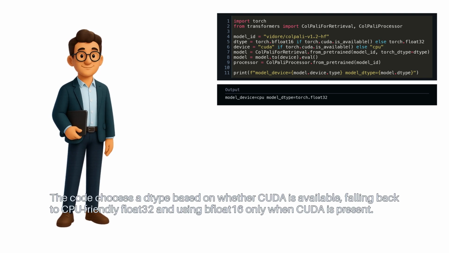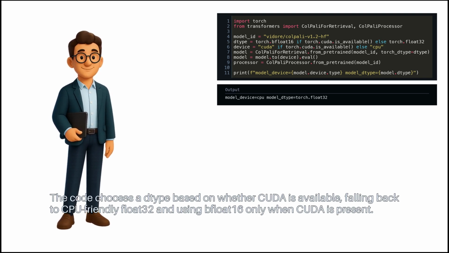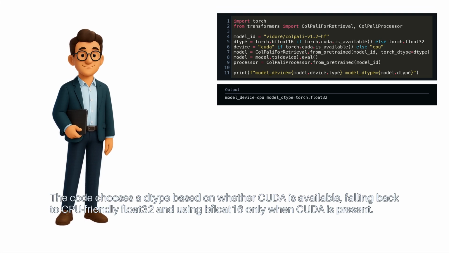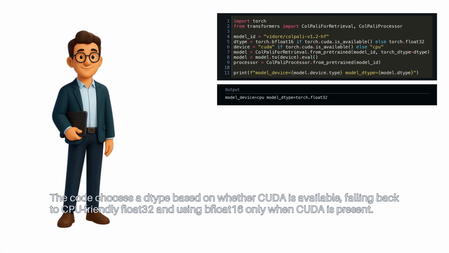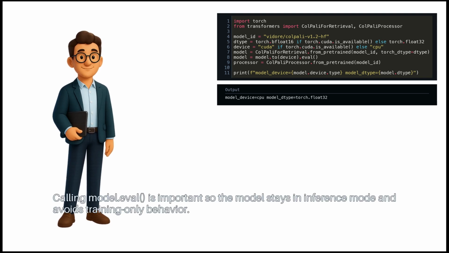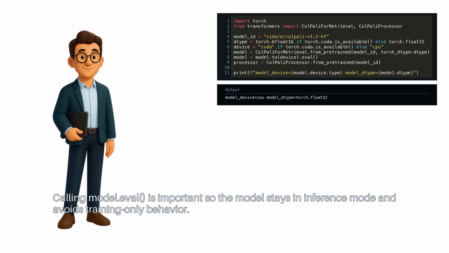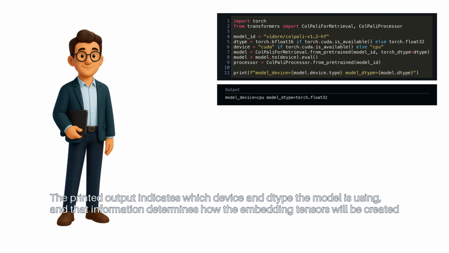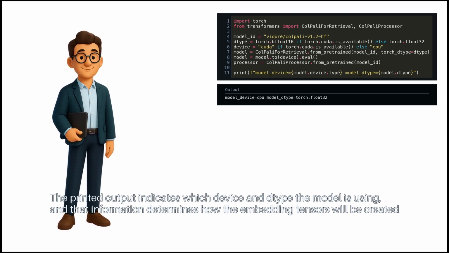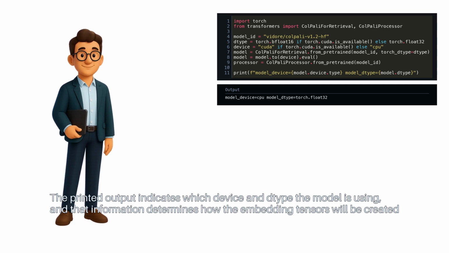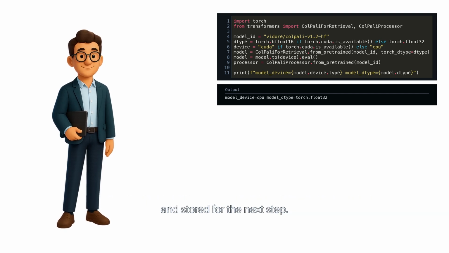The code chooses a dtype based on whether CUDA is available, falling back to CPU-friendly float32 and using bfloat16 only when CUDA is present. Calling model.eval is important so the model stays in inference mode and avoids training-only behavior. The printed output indicates which device and dtype the model is using, and that information determines how the embedding tensors will be created and stored for the next step.